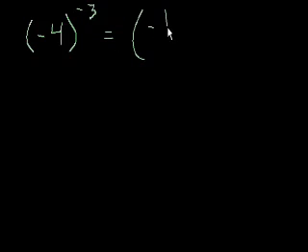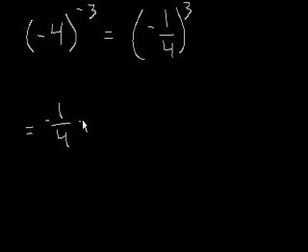So let's say I had negative 4 to the negative third power. Immediately I like to get rid of the negative in the exponent, and I know that that equals minus 1/4 to the third power. Well, and that equals minus 1 over 4 times minus 1 over 4 times minus 1 over 4.